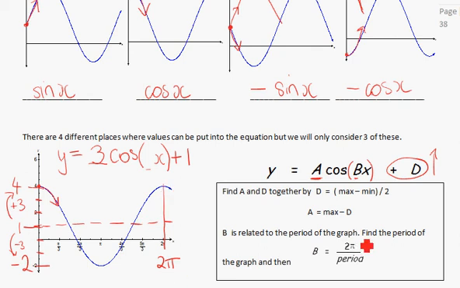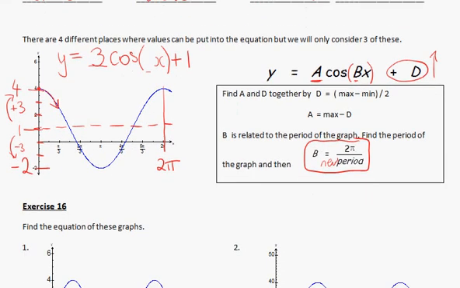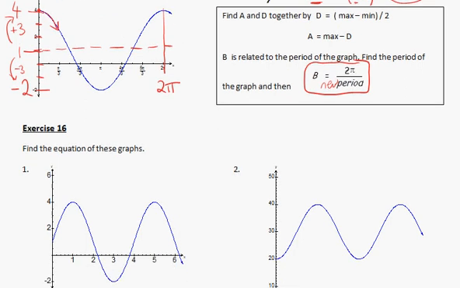There is a formula over here which we'll use soon to help us work out b, the number in front of the variable. I like to write new down here. B equals 2 pi divided by the new period. And we'll see how to use that in a minute. So moving down to look at 2 examples here.